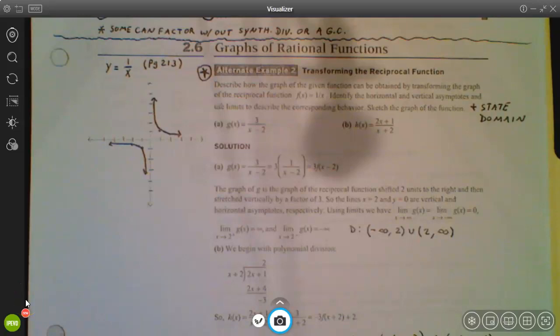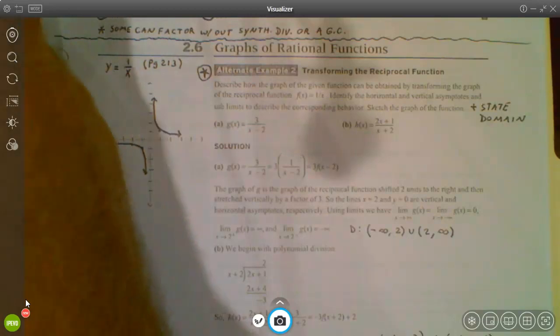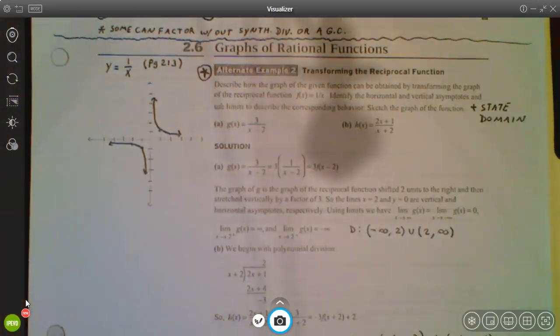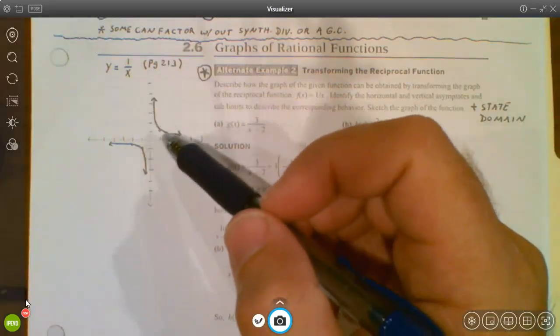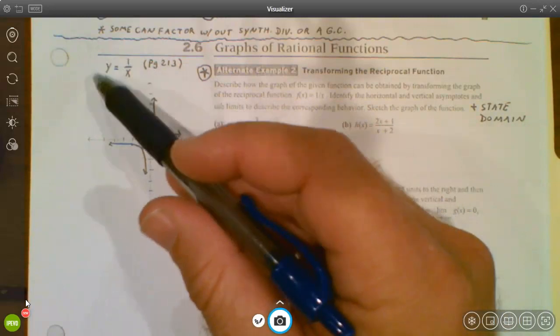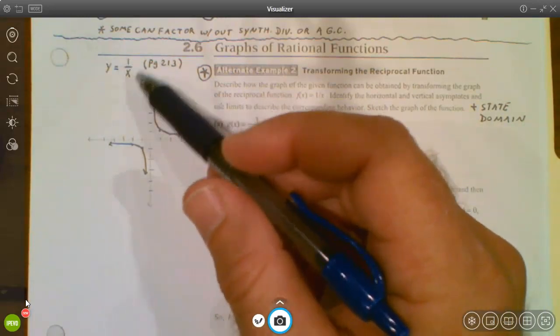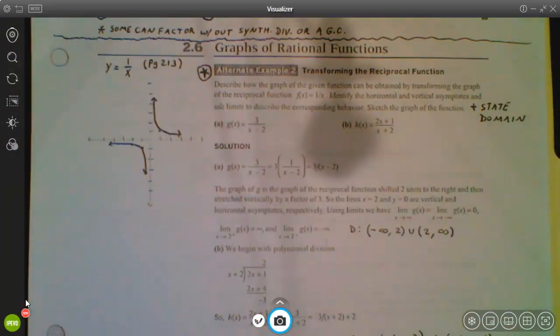Alright guys, here we go, jumping into 2.6. 2.6 is a little lengthy, so we're breaking this one up into two parts. A lot of this is based on rational functions like these. Remember, rational just means it's a fraction, you have x on the bottom.